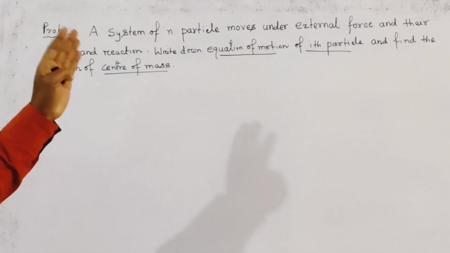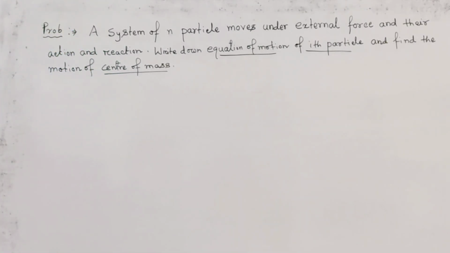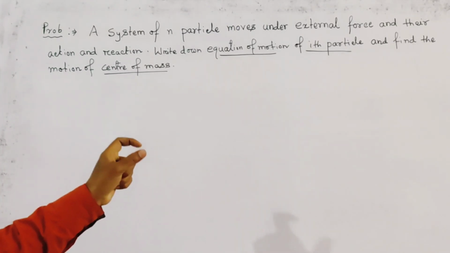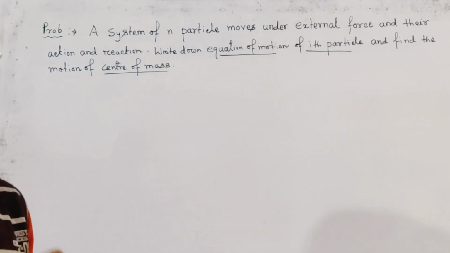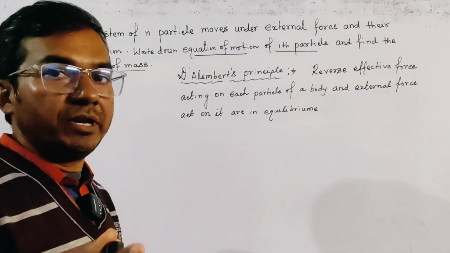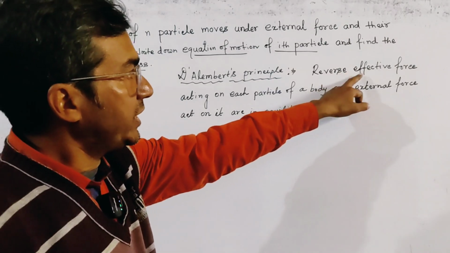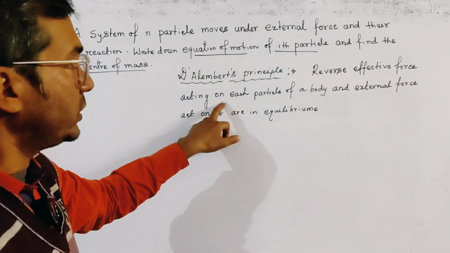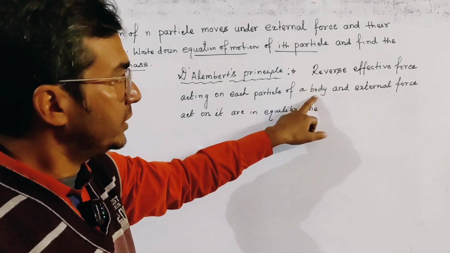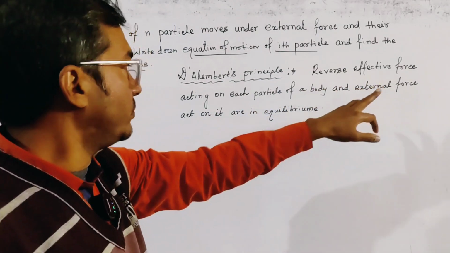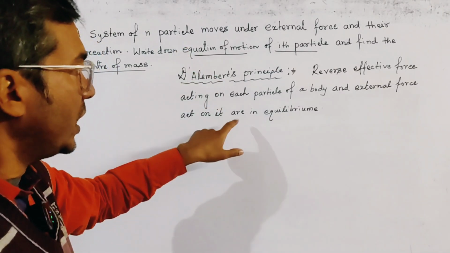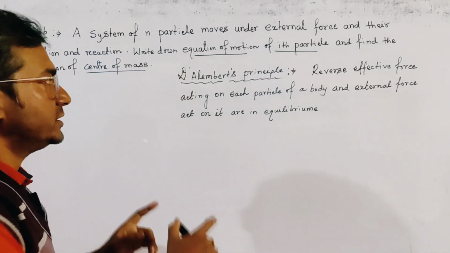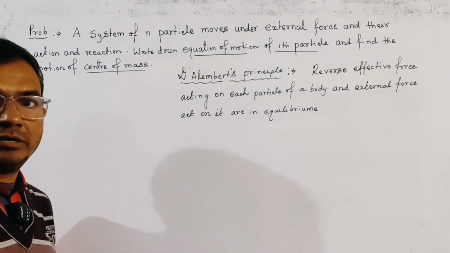Before going to discuss this problem, we discuss an important principle of rigid dynamics, which is known as D'Alembert principle. D'Alembert principle says that the reverse effective force acting on each particle of a body, together with the external force acting on that particle, are in equilibrium. This is the D'Alembert principle.